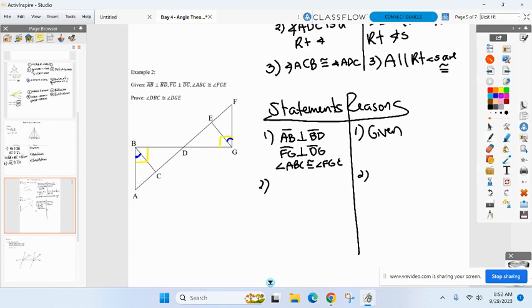Everyone's good on the markings. I got to take it slow here. Everyone's good on the markings. Now let's go to the proof statement. Take a peek at the proof statement. Do not mark it, right? We never mark our proof statement.